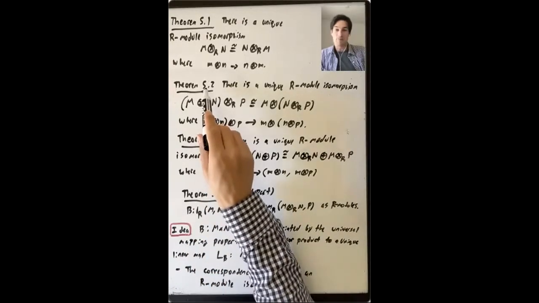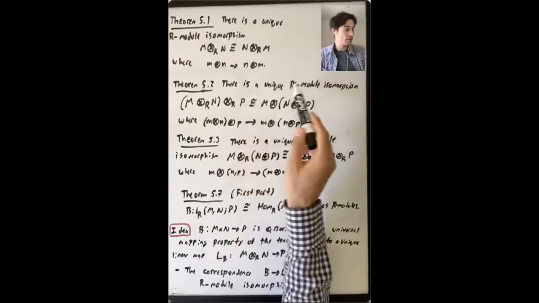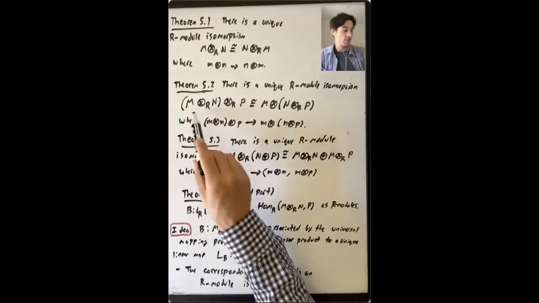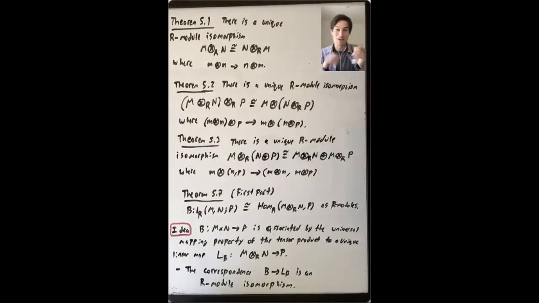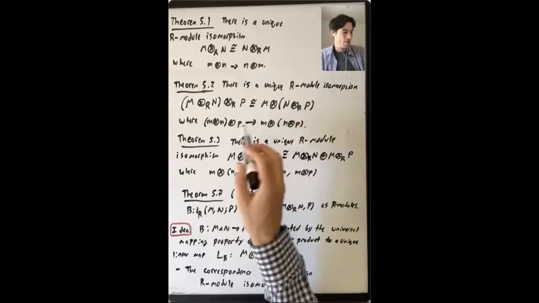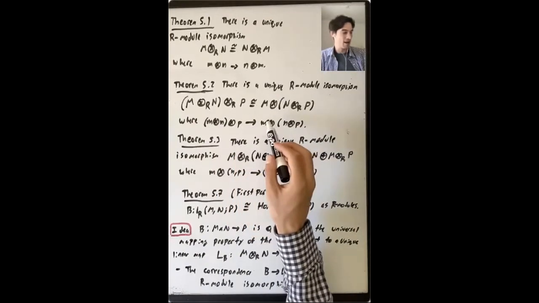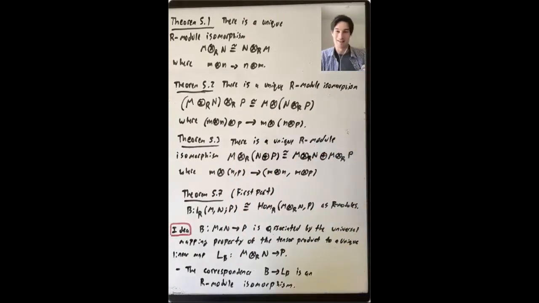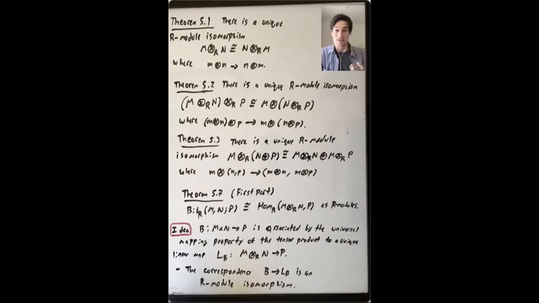Theorem 5.2 says that the tensor product satisfies a certain kind of associativity: there's a unique R module isomorphism from (M tensor N) tensor P to M tensor (N tensor P), where we send the elementary tensor (m tensor n) tensor p to m tensor (n tensor p). Again, this is something you would expect to be true, and you can check the details that there really is an R module isomorphism you can write down here.